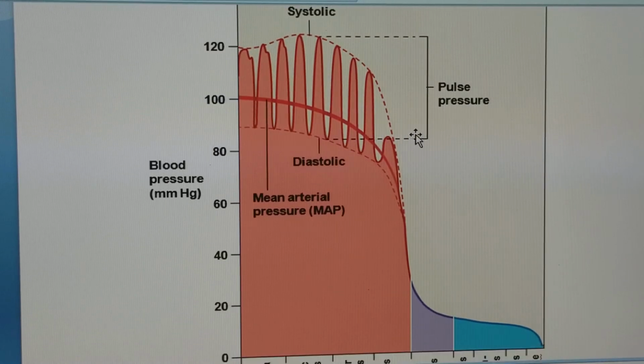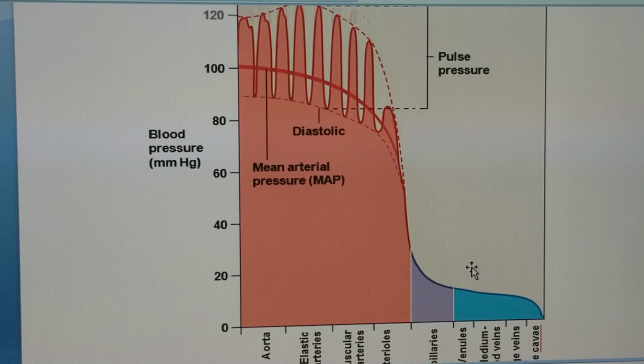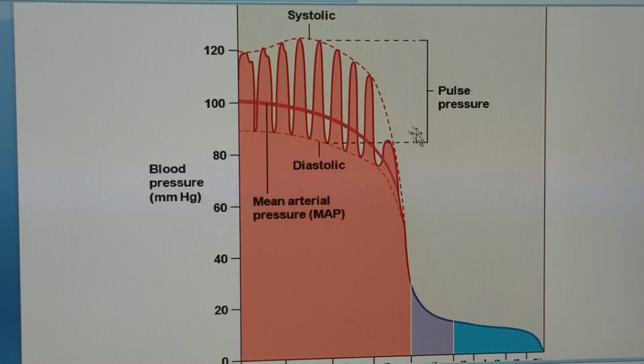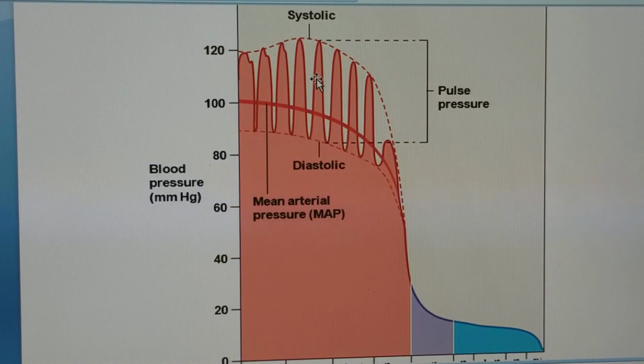Okay, here we have a graph. On the bottom side, we're seeing the aorta moving down to the capillaries and to the venules up to the vena cava, and we're saying that the systolic contractions, pulse pressure, is somewhat mirroring to a certain degree the mean arterial or MAP pressure. And then they match up.